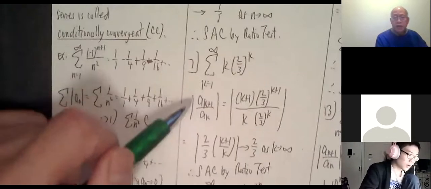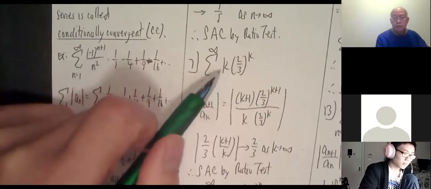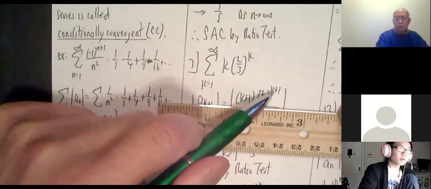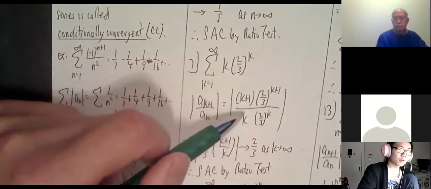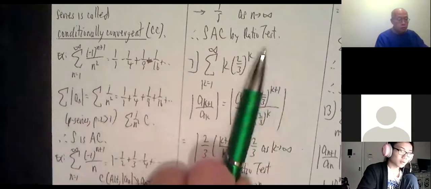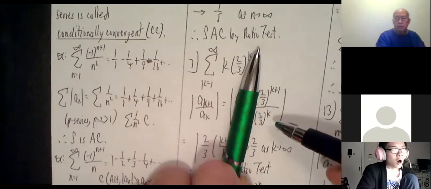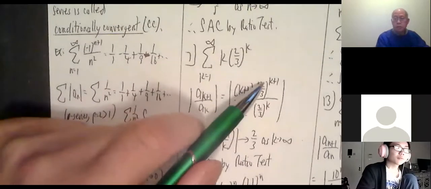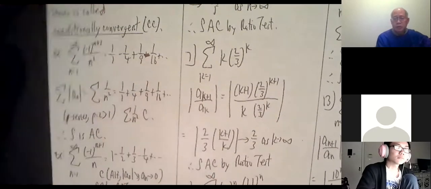So take the absolute value of a sub k plus 1 over a sub k. Just like a function, for the numerator, replace every k with k plus 1. k plus 1 times 2/3 to the k plus 1. And then you divide it by the original. So there's the original. What is 2/3 to the k plus 1 divided by 2/3 to the k? It's 2/3. You're supposed to subtract the exponents, so k plus 1 minus k is 1. So 2/3 to the 1 is 2/3, times k plus 1 over k.